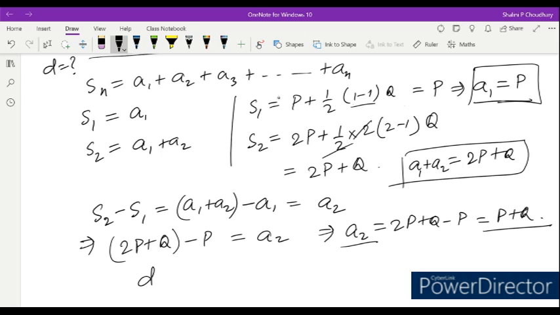Now what is D? Difference मतलब A2 minus A1 will be equal to difference. So A2 का value is P plus Q and minus A1 का value is P.